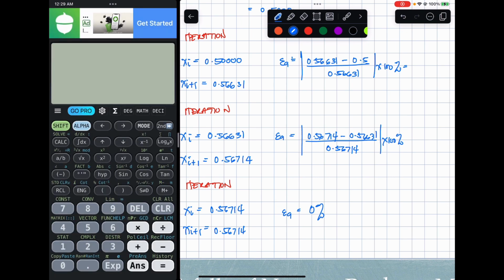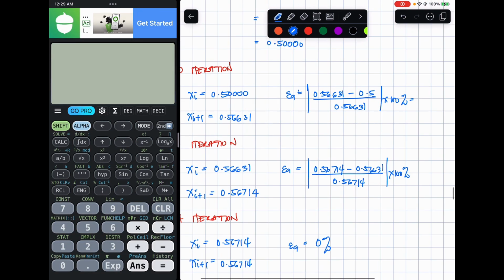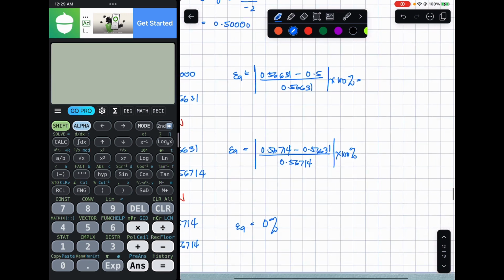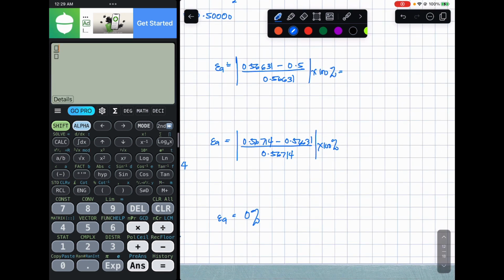For our second iteration, 0.56631 minus 0.5, so divide it with 0.56631, times 100%, so it's 11.7%.